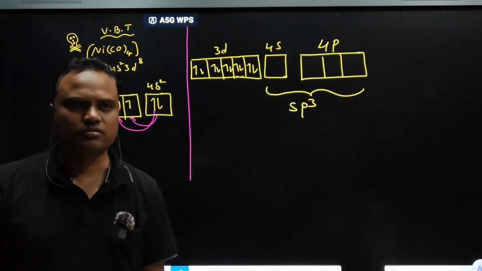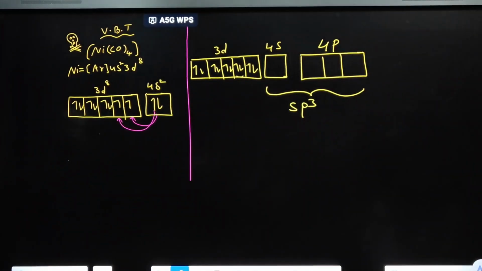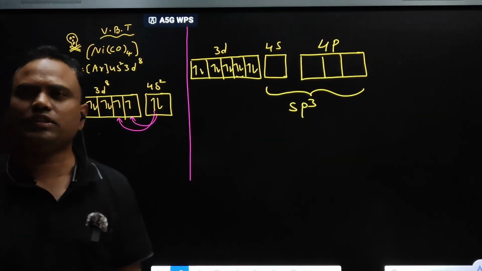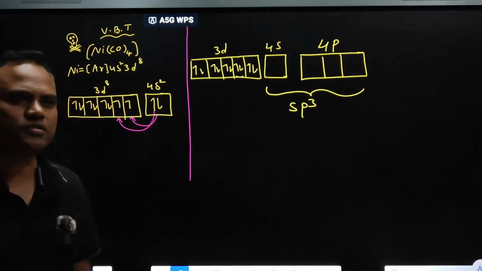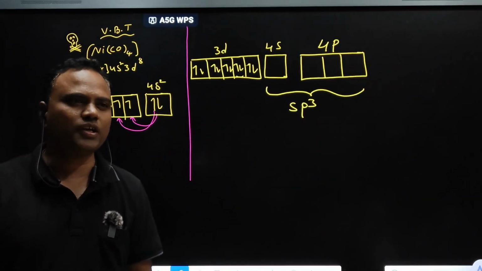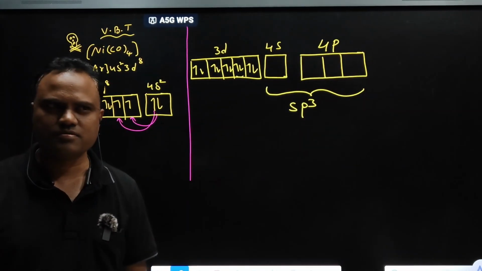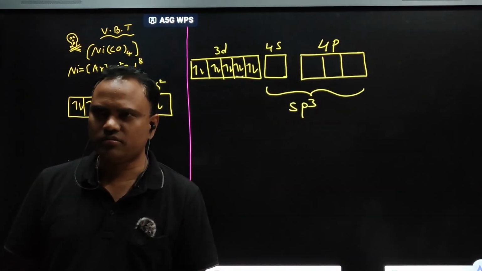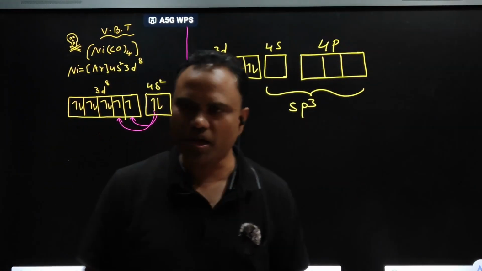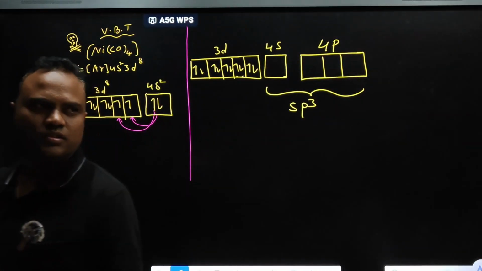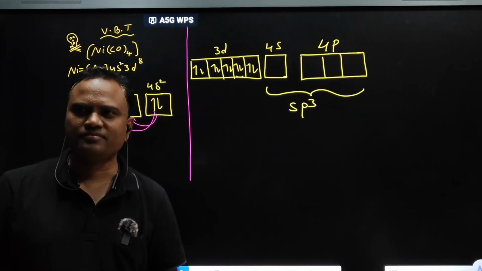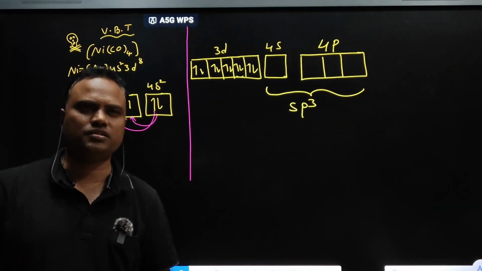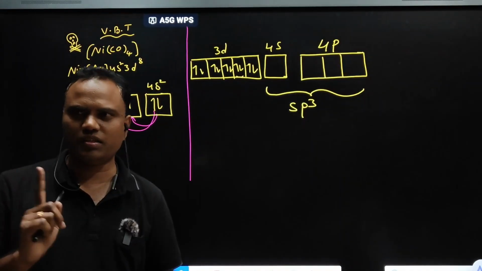sp3 hybridization. Okay. Sweta, paramagnetic or diamagnetic, this is? Why diamagnetic? There is no single electron, or unpaired electron. Color or colorless? Colorless.